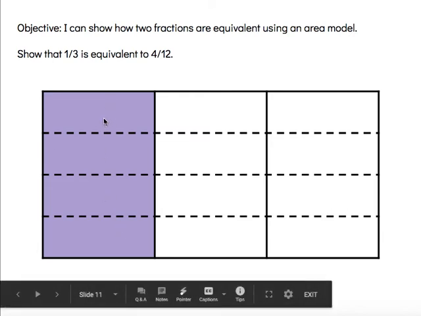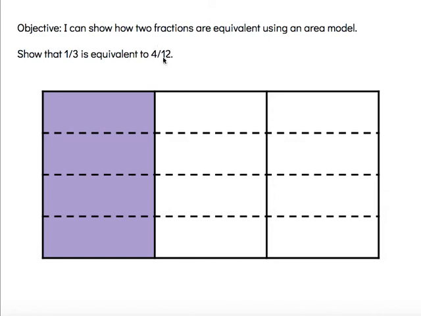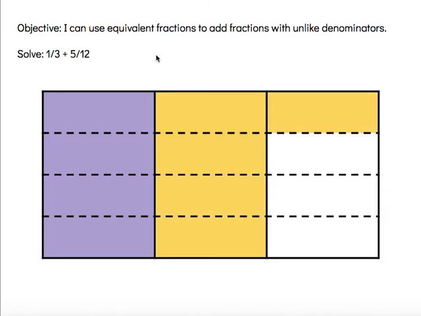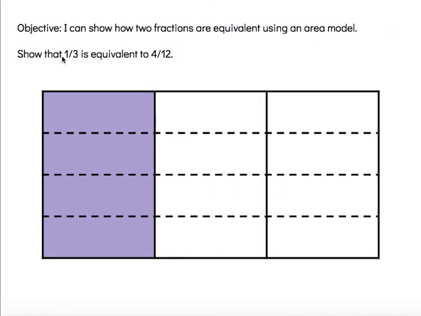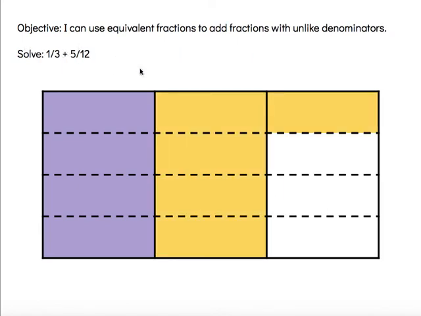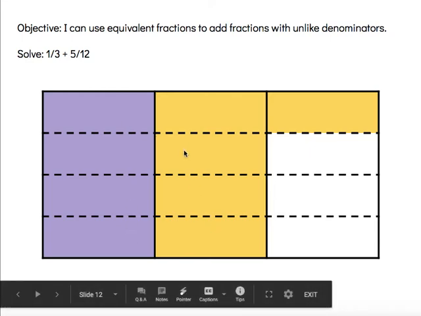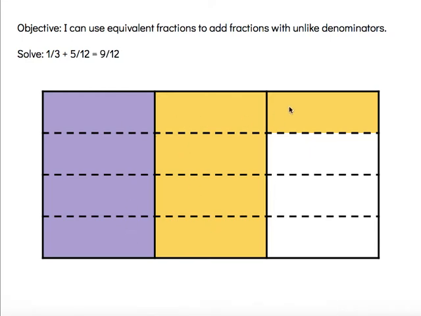And since I have 4/12 being equivalent to 1/3, I can add something that's also measured in 12ths, something like 5/12. So 1/3, which is the same thing as 4/12, plus 5/12 would give me a total of 1, 2, 3, 4, 5, 6, 7, 8, 9/12.